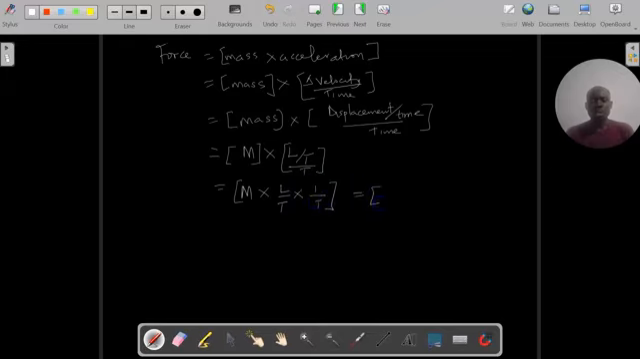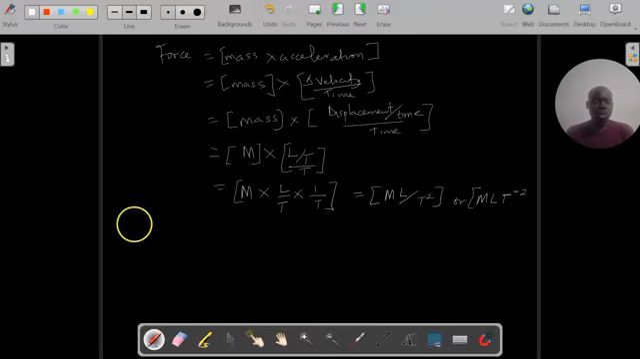So finally our dimension is M L over T squared. You can also write it as M L T raised to power minus 2. So that is the dimension for force.